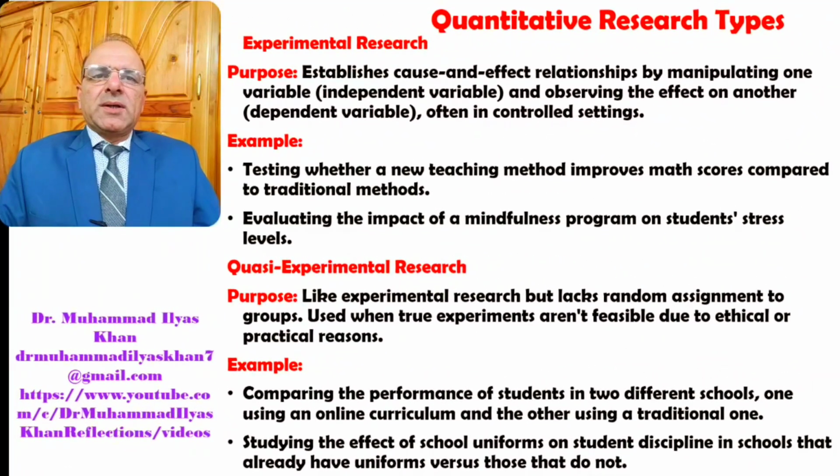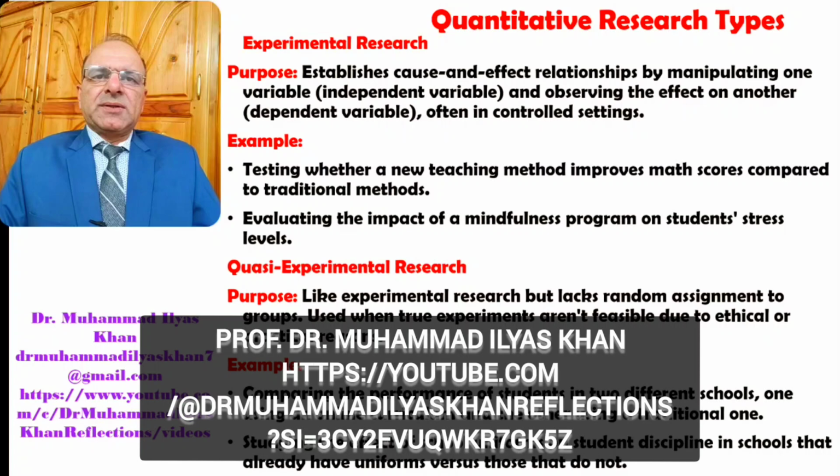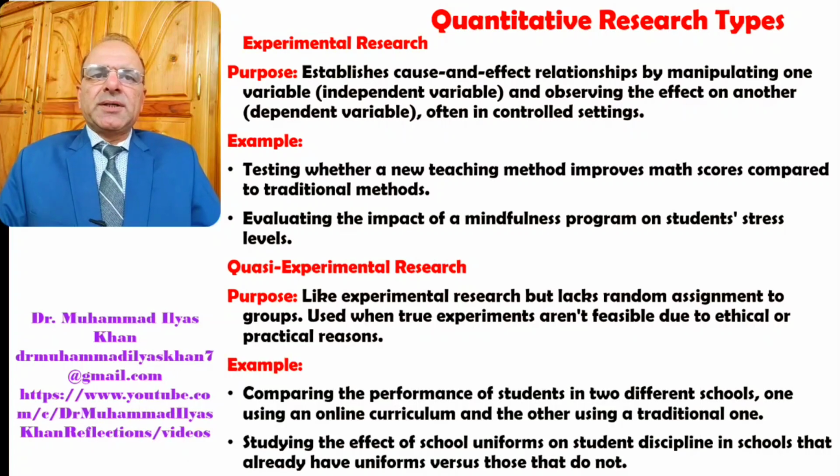The third type of quantitative research is experimental research. The aim of experimental research is to establish cause and effect relationships. And here, in contrast to what we just said about descriptive research, experimental research focuses on manipulating one or more variables, or independent variables, in order to observe the impact of that manipulation on other variables, or dependent variables. Such experiments or manipulation often take place in controlled, or manipulated, settings. For example, if we are interested in testing whether a new teaching method improves math scores compared to traditional teaching methods.